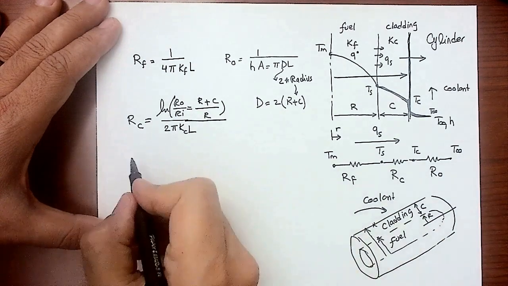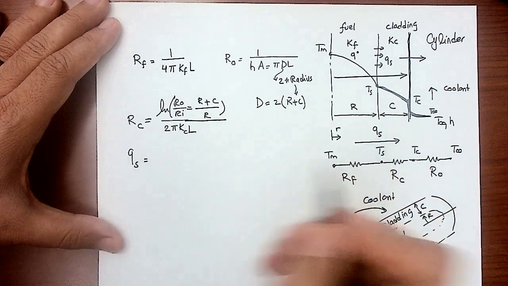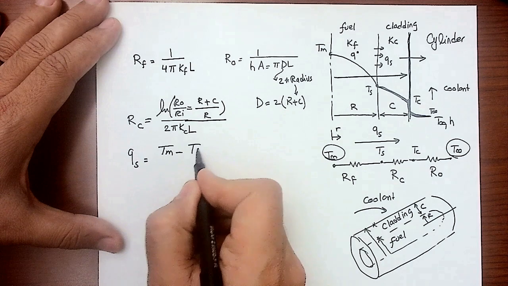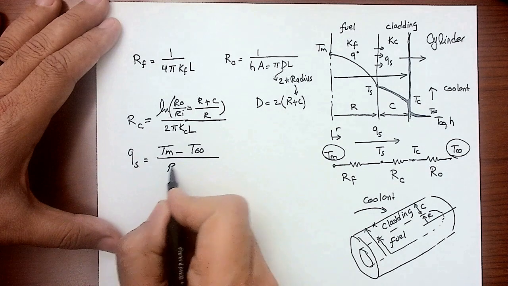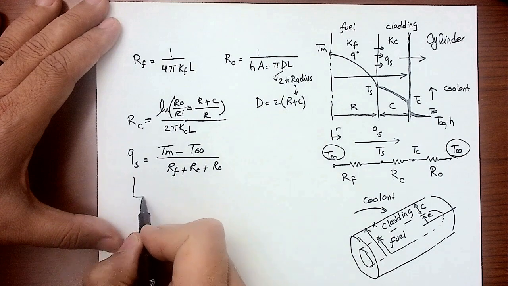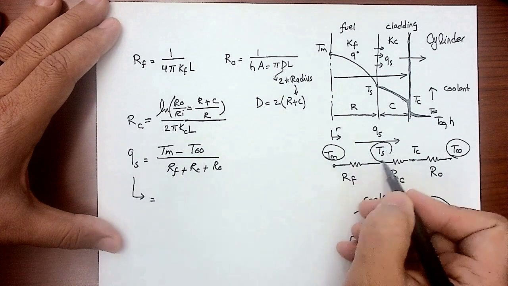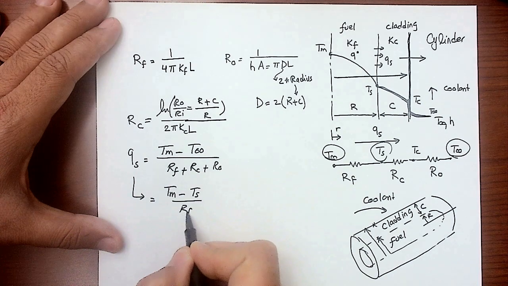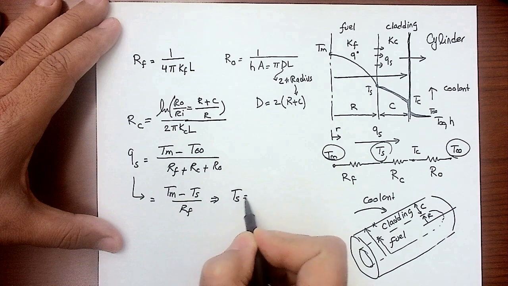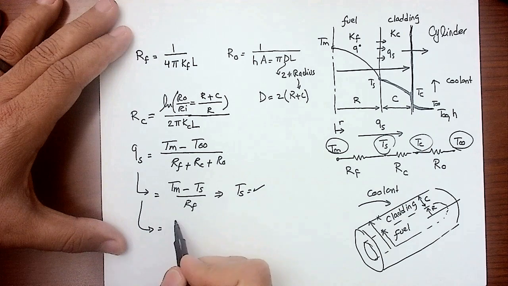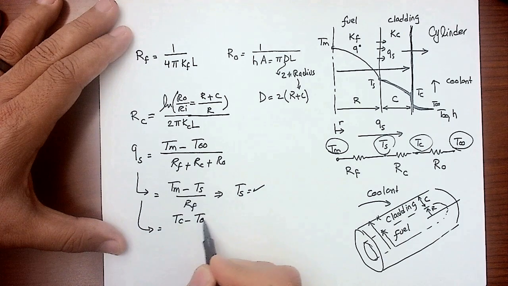Then you can calculate QS from picking any two temperatures. Let's assume that I give you T max minus T infinity. You have to divide by R fuel plus R cladding plus R of the coolant. Then you can use this one to get T surface, for example. So it's going to be T max minus T surface divided by R fuel. I can get T surface out of this equation. Then if you want to get T cladding, you can take the same Q, say this is T cladding minus T infinity divided by R out.